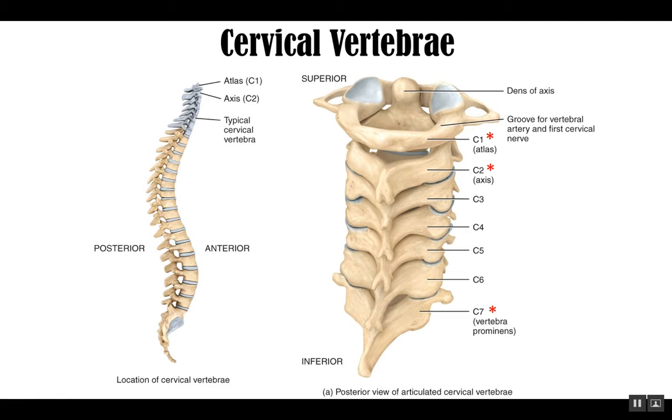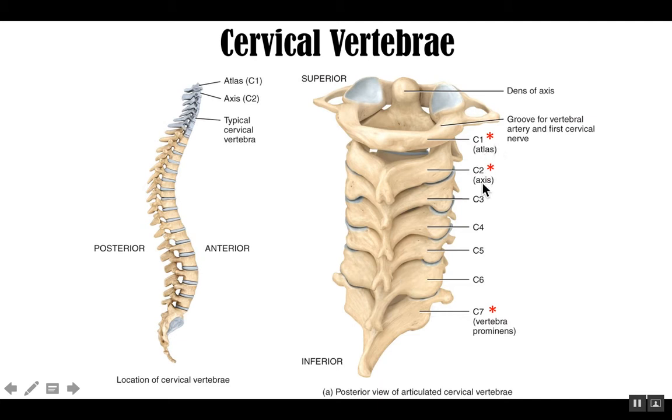If you notice, the atlas does not have a spinous process. It has what's known as the posterior arch. So no spinous process. What it does have are 2 extra foramen known as transverse foramen. And in fact, all 7 of these are going to have that transverse foramen, although it's very difficult to see them all on this picture. So C1 is the atlas.